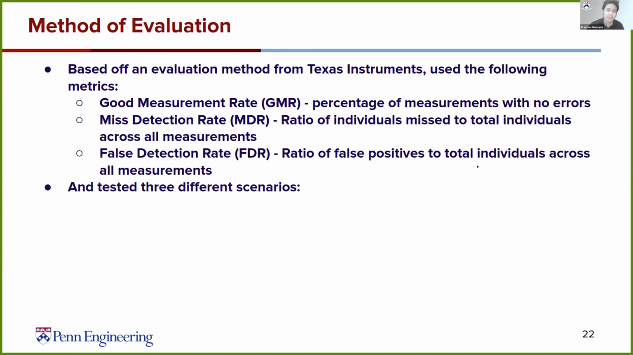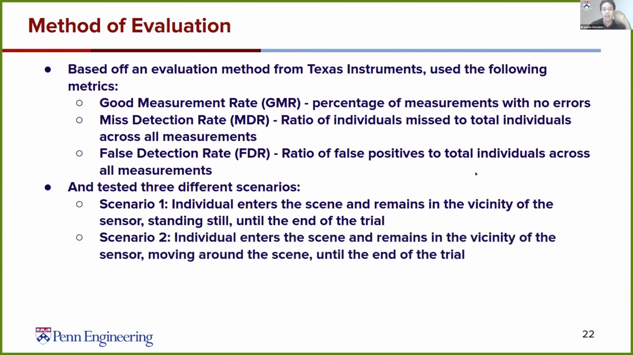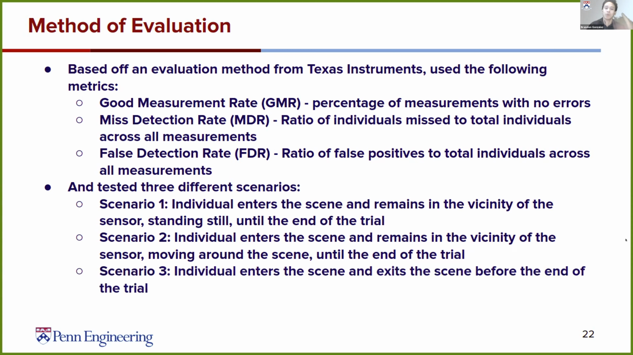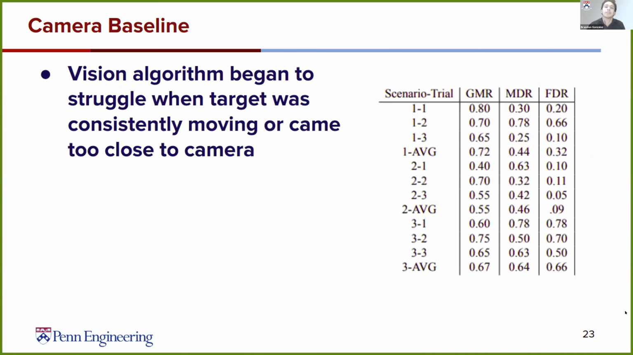And we tested three different scenarios. One with an individual walking into the scene and just standing still in front of the system. Another with an individual walking into the scene and moving around in the scene instead of just standing still, seeing if it can still detect the human. And then another where the individual walks into the scene and then exits the scene to make sure that it's not producing false positives.